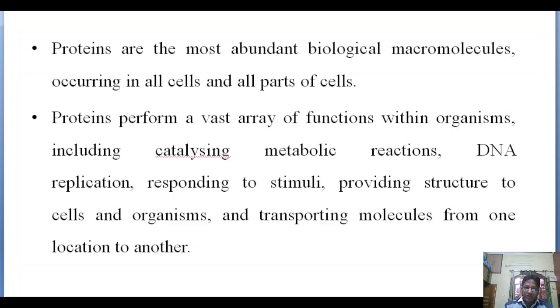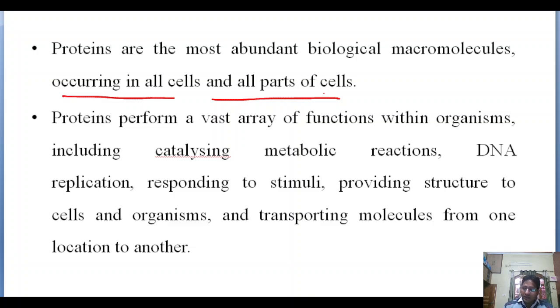Because amino acids make up proteins, we can say proteins are polymers of amino acids. Proteins are the most abundant biological macromolecules, and they occur in all cells. In the body you will find protein in all types of cells and all parts of cells, because it is the major functional biomolecule which performs various functions in the cells. All the organelles contain protein.